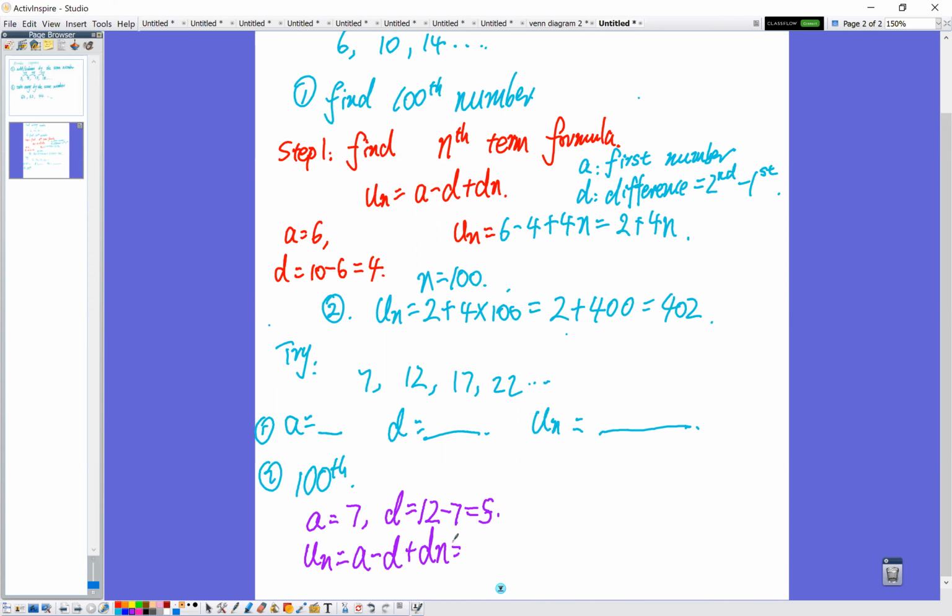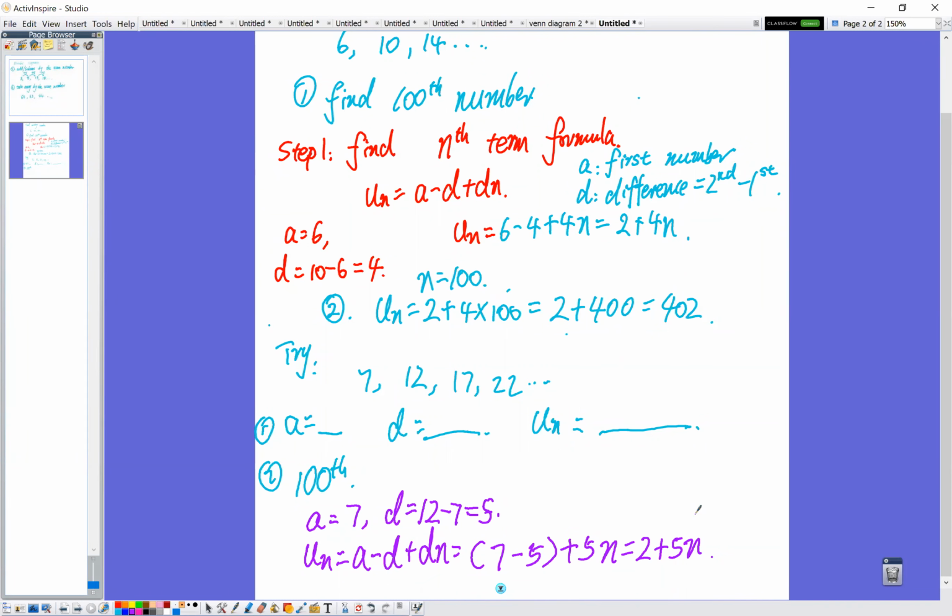A minus D plus Dn. A minus D, A is the first number, which is 7. This becomes 7 take 5 plus 5, becomes 2 plus 5. So how you work it out for this one? This is 2 plus 5. We work this out.